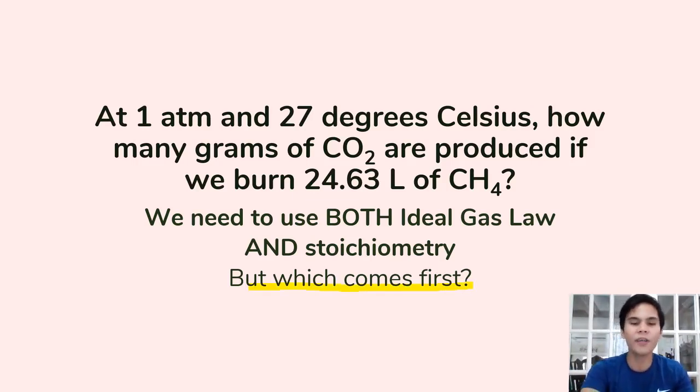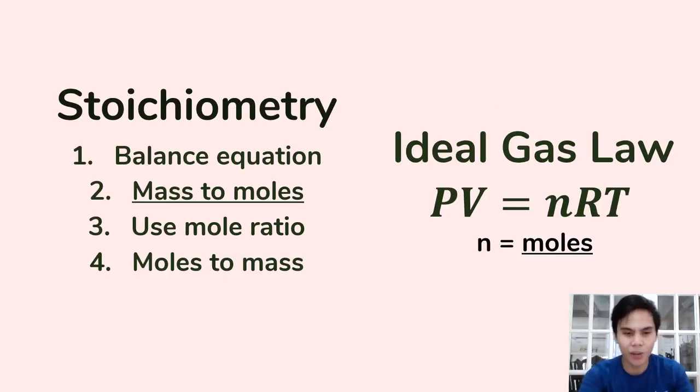Okay, so in order to figure out which one we use first, again, we have to take note of these concepts. Again, in stoichiometry, we have the step going from mass to moles. Whereas in ideal gas law, we already have n, which stands for the number of moles. So one of the key differences between stoichiometry and ideal gas law is that stoichiometry has mass starting out, whereas ideal gas law has moles in its formula. Okay, and ideal gas law also has the quantities volume, pressure, and temperature.